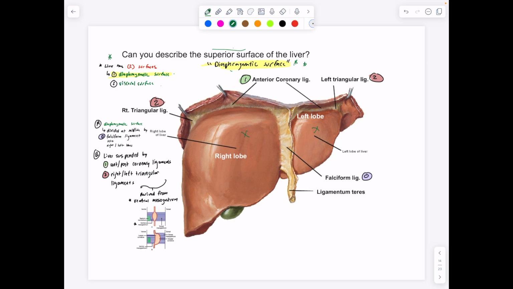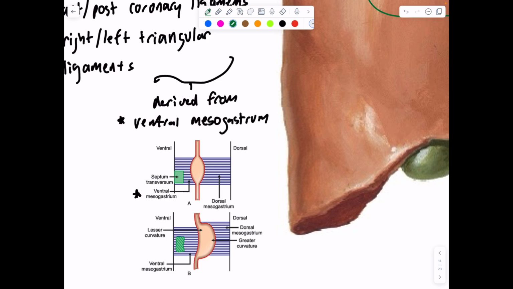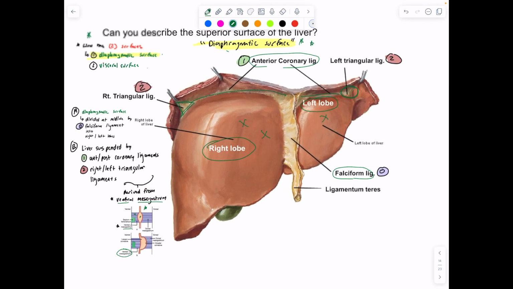You can see that the superior diaphragmatic surface that we're looking at right now is divided by the falciform ligament into the right lobe and the left lobe, and then the liver is suspended by these ligaments, which we can see here, the anterior coronary ligament. And then you have the left triangular ligament and the right triangular ligament right there. And specifically, these ligaments are derived, a little bit of embryology, from the ventral mesogastrum. So mesentery, but you can see this here with the folding stomach. We have mesentery suspending our gut tube, and the ventral mesogastrum is going to eventually form our right triangular, left triangular ligament, and anterior coronary ligament.